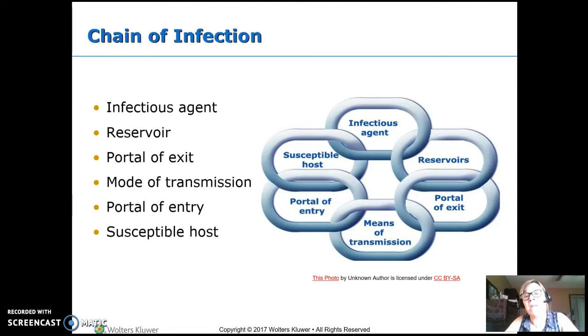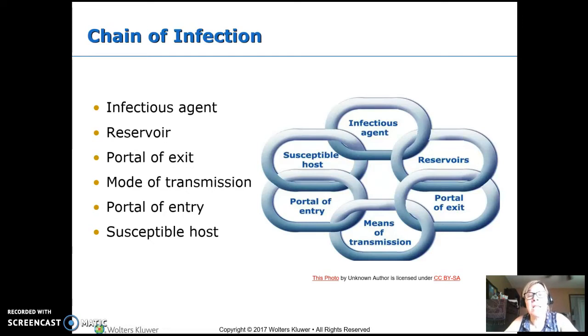It has to have a reservoir, so it has to be somewhere. Often that's in our patients. There has to be a portal of exit. It has to get out of the infected person through a cough, a sneeze, through diarrhea. Then a means of transmission, so somehow it gets from them to you.